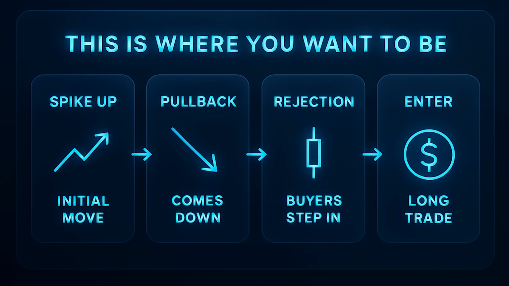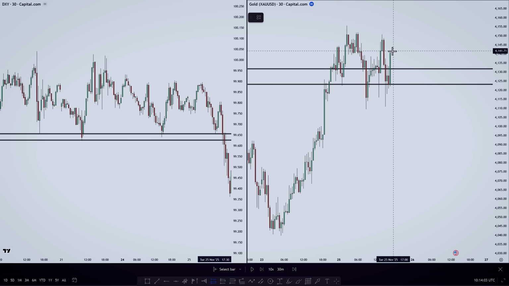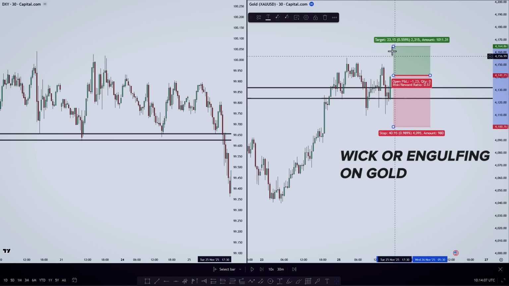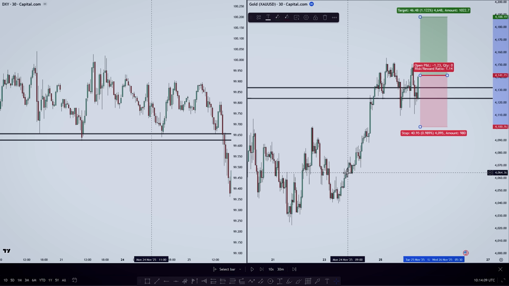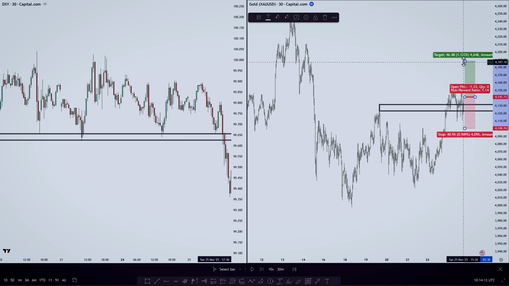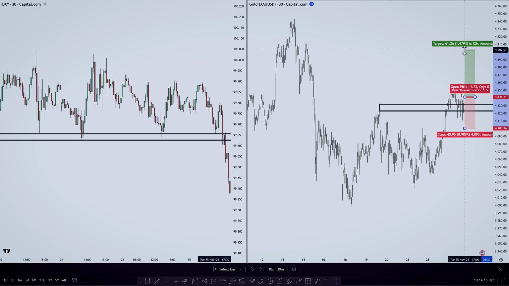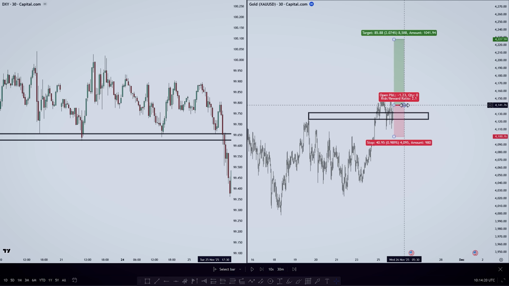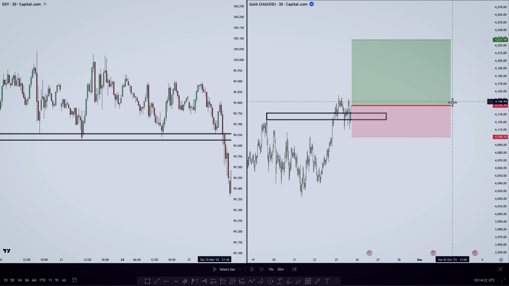Comes down to test a level. Maybe previous resistance becoming support. Maybe the breakout level itself. This is where I want to enter. I look for a rejection candle on that pullback. A wick or an engulfing pattern. Something that shows buyers are stepping in. That's my long entry. Stop loss goes below the pullback low. Tight but logical, usually 15 to 30 pips on gold.